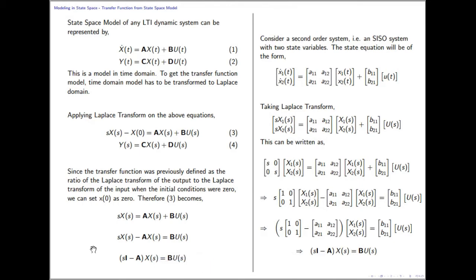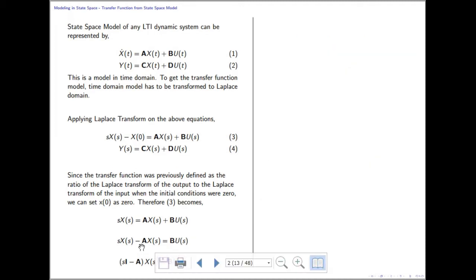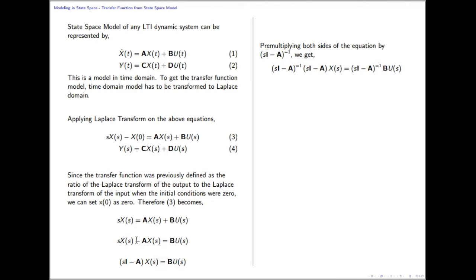Therefore, there is nothing wrong if I write this equation in this form. Okay. So now what I want is X of S. From the last equation, I want X of S. Since this is a matrix equation, to get X of S, I need to pre-multiply the entire equation by SI minus A inverse. If I pre-multiply the last equation, this is what I get.